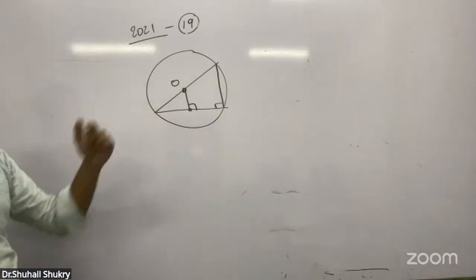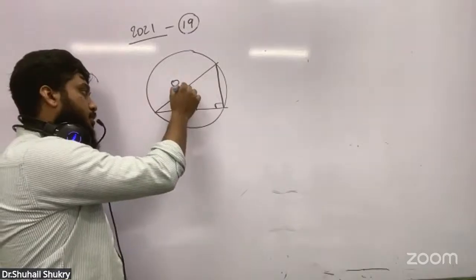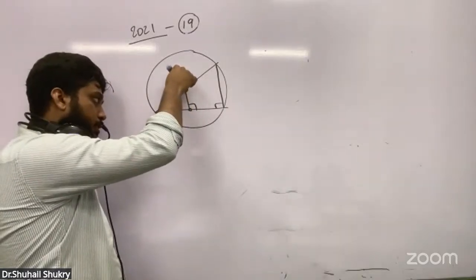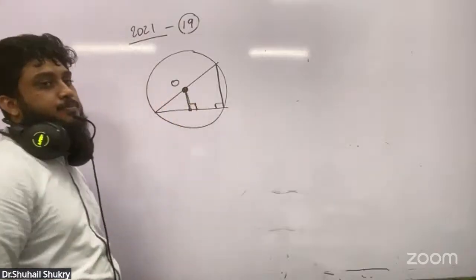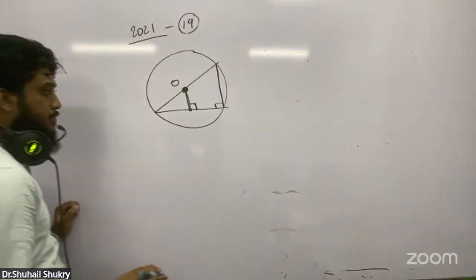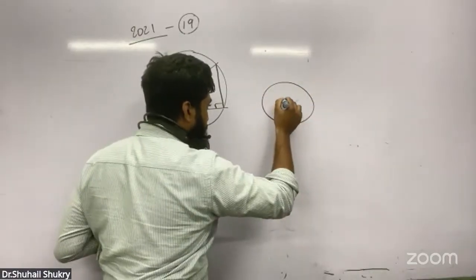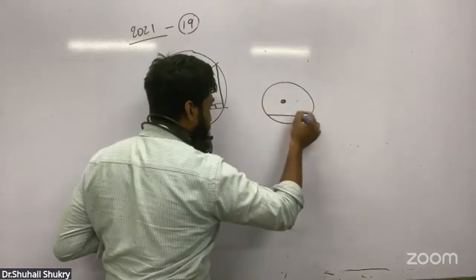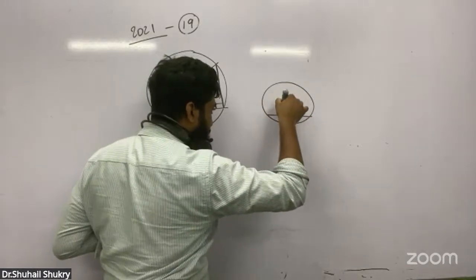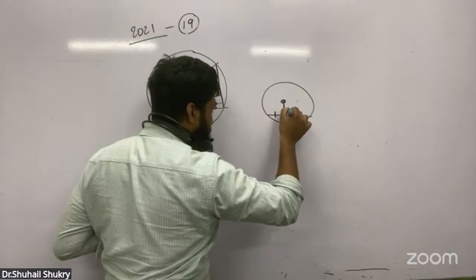This is 19. From the center, if you draw a line to a chord and that is 90 degrees, can you remember the chords of a circle? What is the rule of chords of a circle? If there is a circle, from the center of the circle, this is a chord. If you draw a line and these two are equal, this is 90.